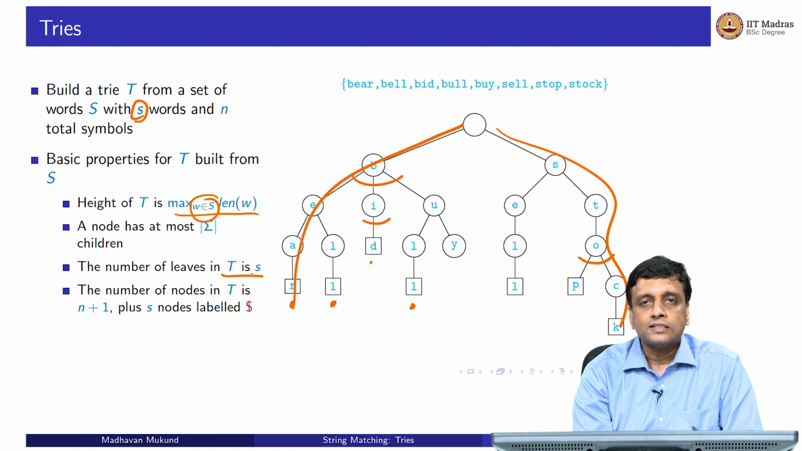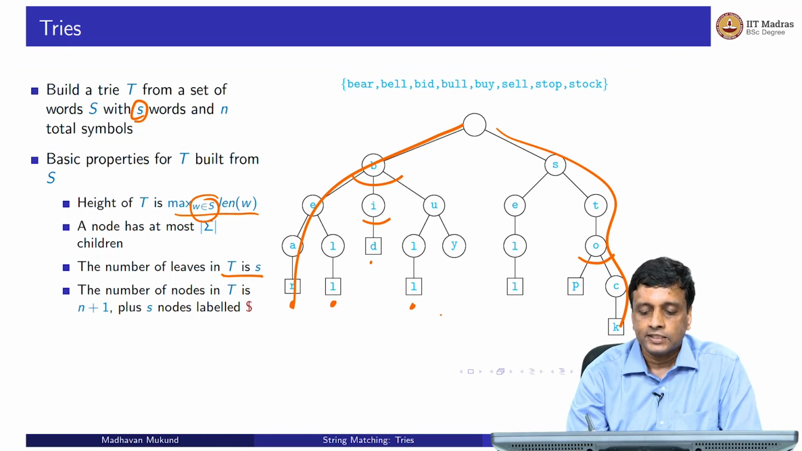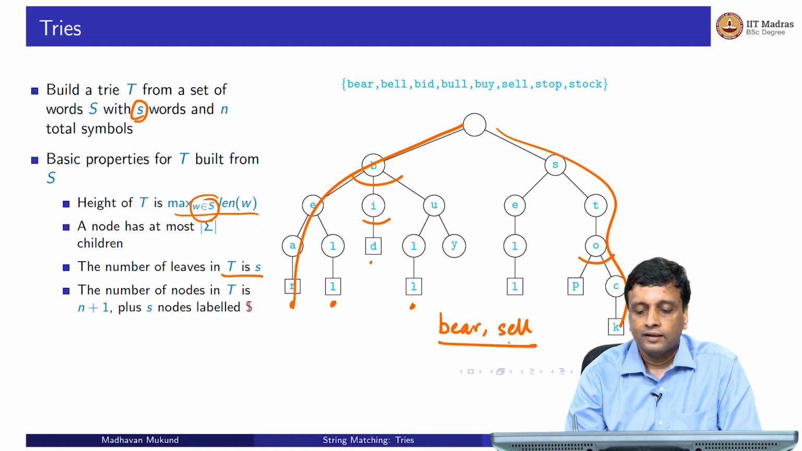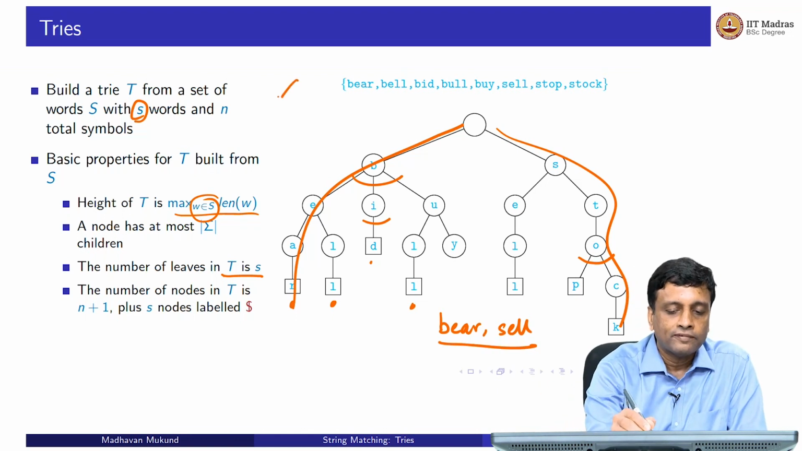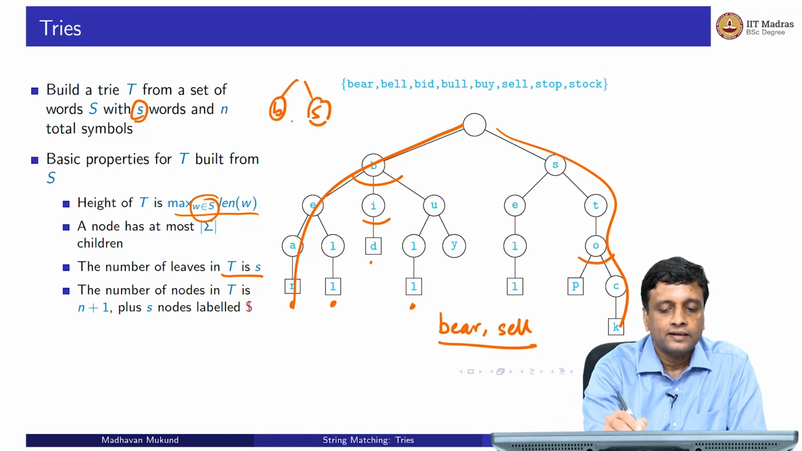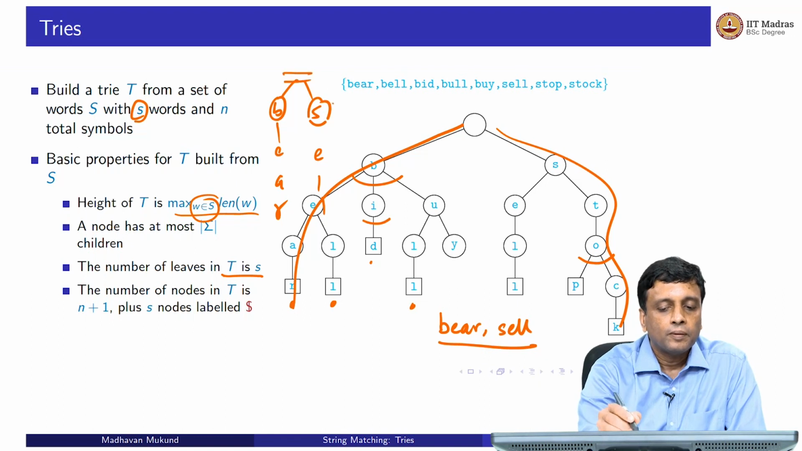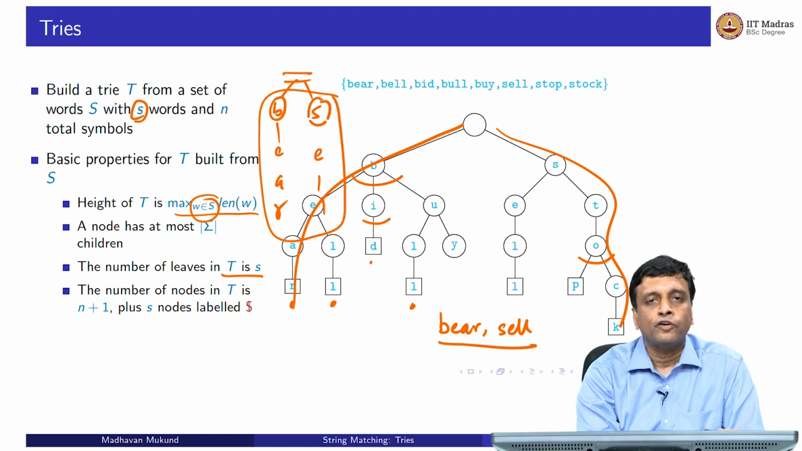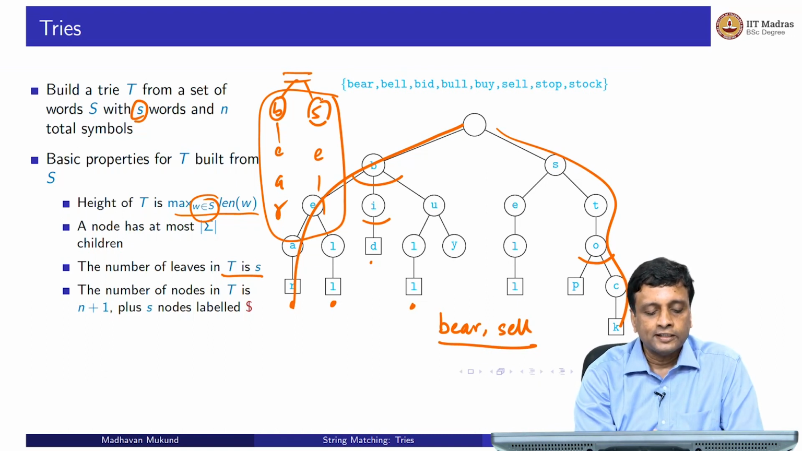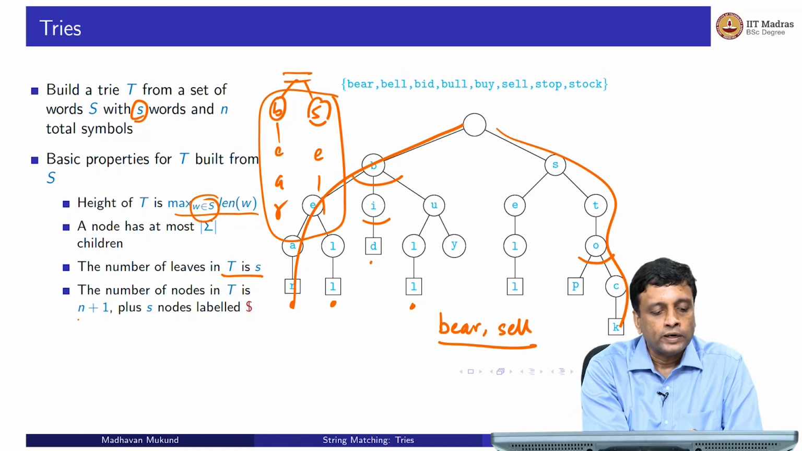Now in the worst case, we don't have any sharing of prefixes. Supposing our set just consisted of maybe bear and say cell. If this is my set, then my trie would have looked as follows. I would have had a B here, I would have had an S here, and then I would have had an EAR and an SELL, right? So I would have had one root node, plus I would have had one node for every letter in every word in my set. And of course, I would have had the dollar nodes, which I have not counted. So I would have had 2 dollar nodes. So I would have n plus 1 nodes at most.